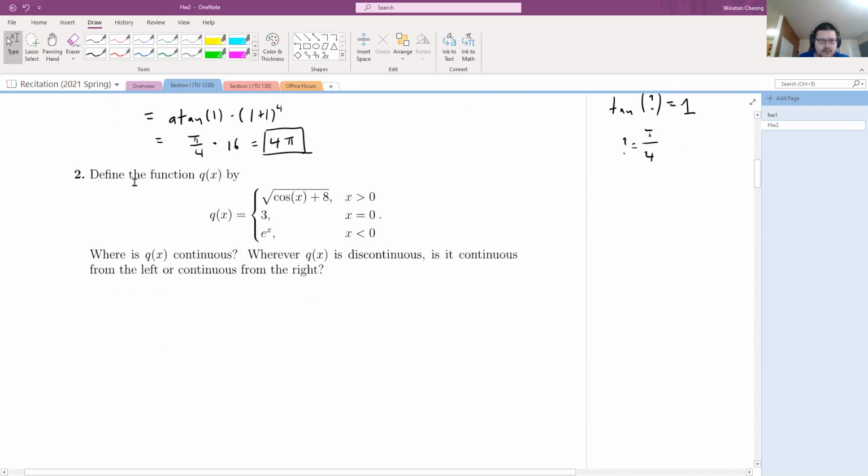Okay. Number 2, now we still are dealing with continuity, but here we have this piecewise function. We want to find where it is continuous, where it is discontinuous, continuous from the left, or continuous from the right, if it is continuous. Because what can happen is that the function can be discontinuous at a point, but it can be continuous with respect to one of the directions.